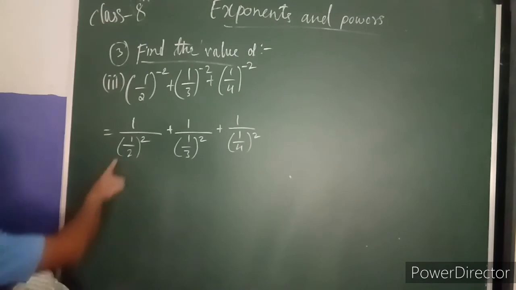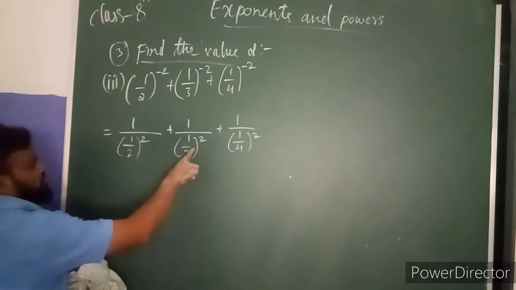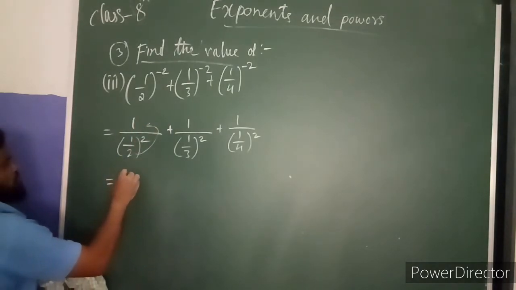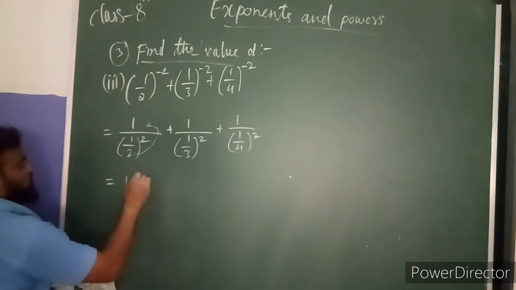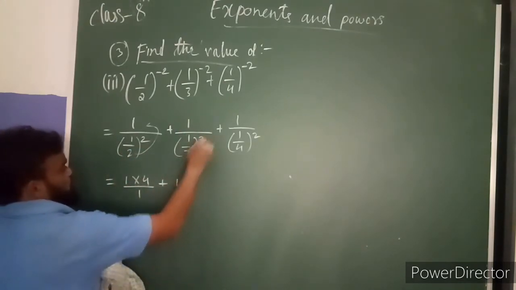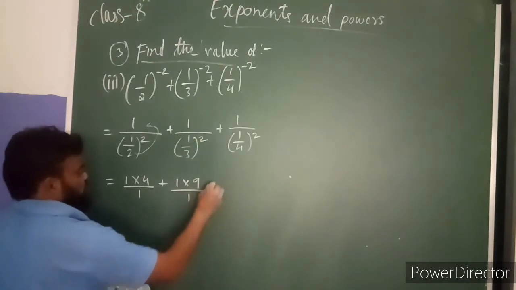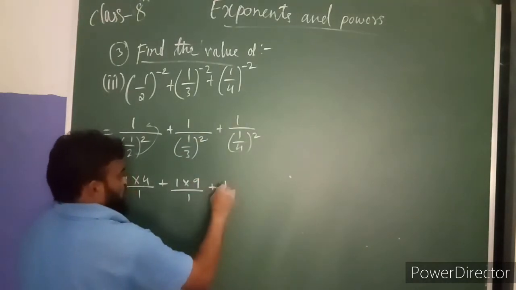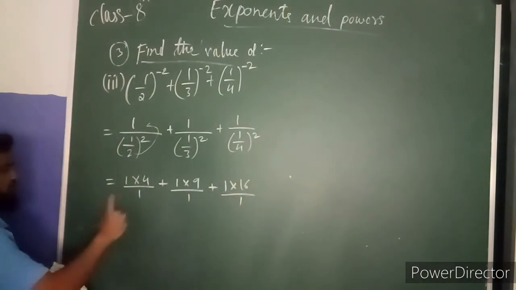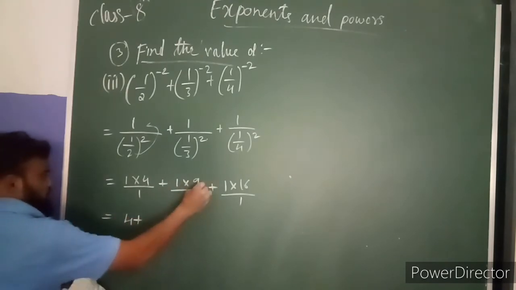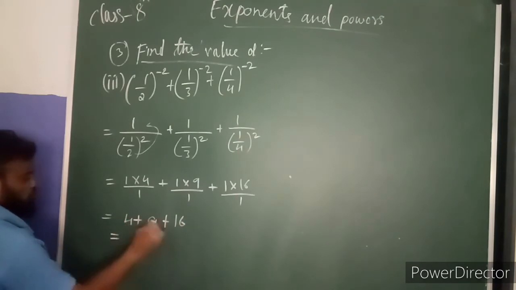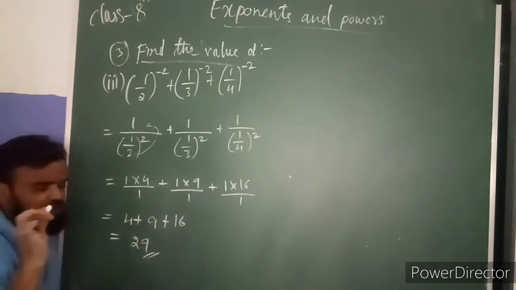Now we cannot keep 1 only: 2 squared is 4, and 3 squared is 9. We can take the reciprocal of that value. 1 into 4, 2 squared is 4, divided by 1, plus 1 into 3 squared is 9, plus 1 into 4 squared is 16, divided by 1. Dropping all the denominators: 4 plus 9 plus 16. If we add, 16 plus 4 is 20, 20 plus 9 is 29. This is the final answer for the third one.